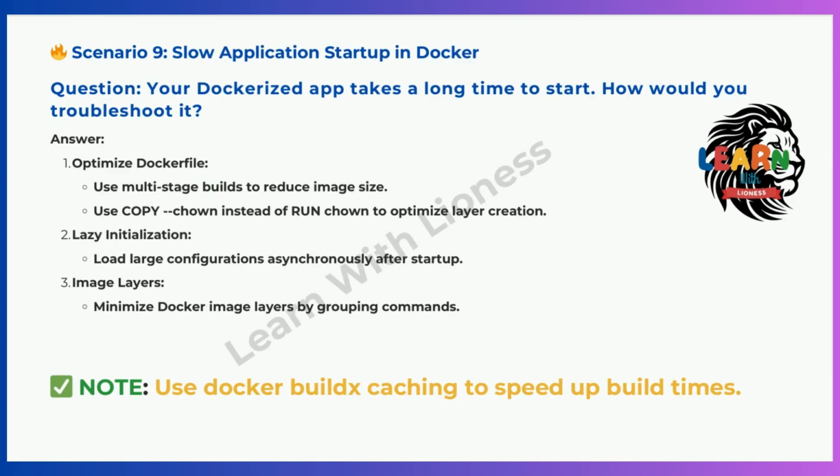Scenario 9. Slow application startup in Docker. Question: your Dockerized app takes a long time to start. How would you troubleshoot it? Answer. 1. Optimize Dockerfile. A. Use multi-stage builds to reduce image size. B. Use COPY --chown instead of RUN chown to optimize layer creation.